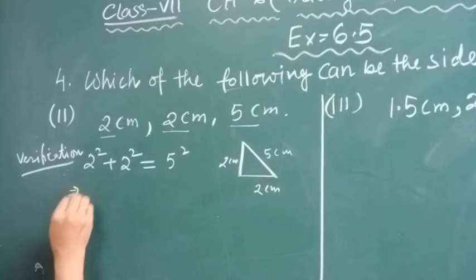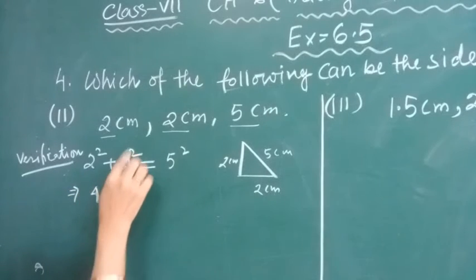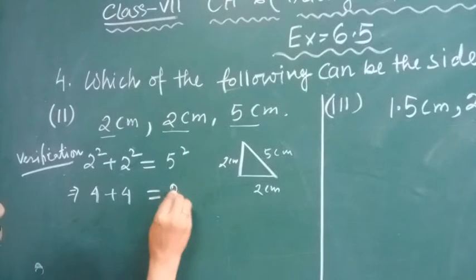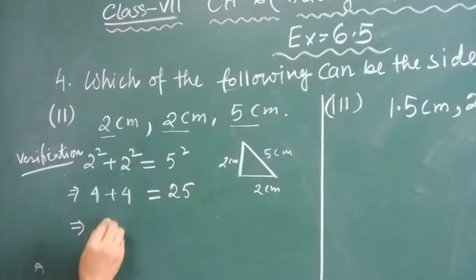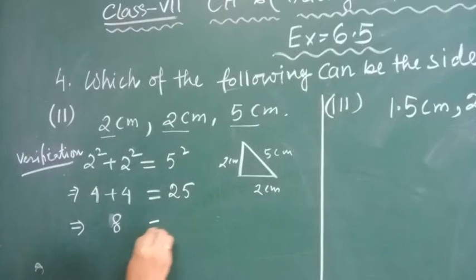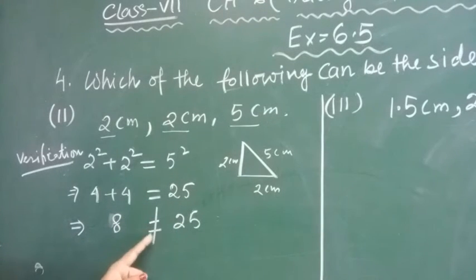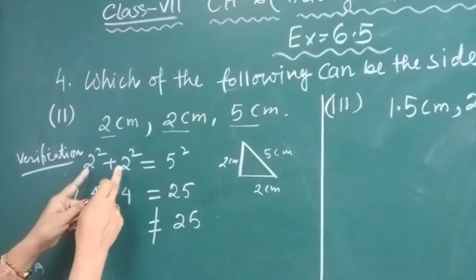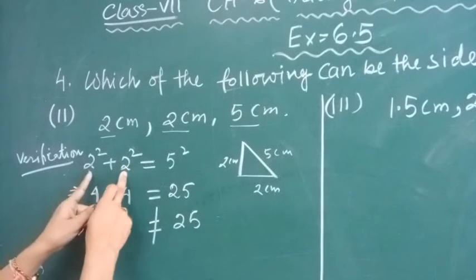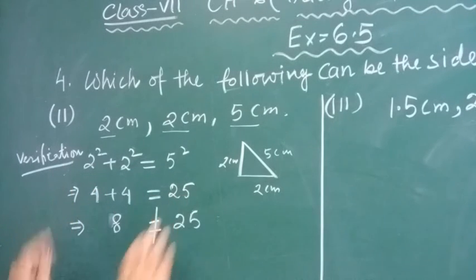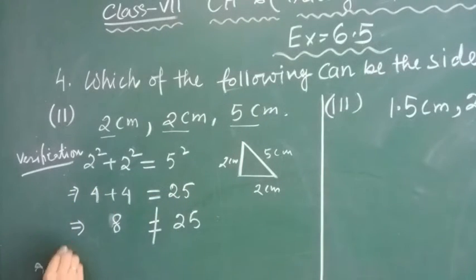Now 2 square means 4, plus 2 square means 4, and we are checking that, and 5 square means 25. Now what we can see is 4 plus 4 is 8, which is not equal to 25. So we will cross this, not equal to. As the left hand side is not equal to the right hand side, that means the sum of the squares of the smaller two sides is not equal to the square of the larger side. So it cannot be the sides of a right triangle. So we have to write no.